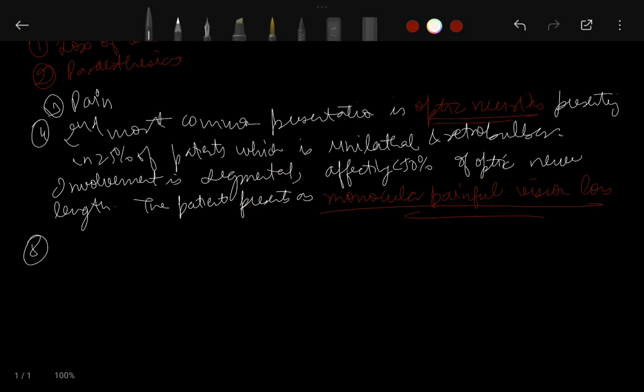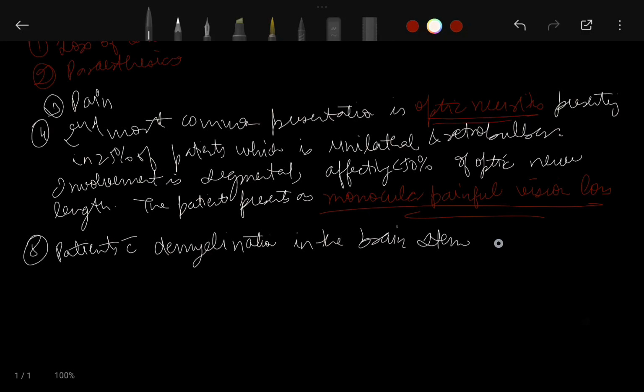Now, what is the next one? Patients with demyelination in the brainstem present with isolated brainstem syndrome.